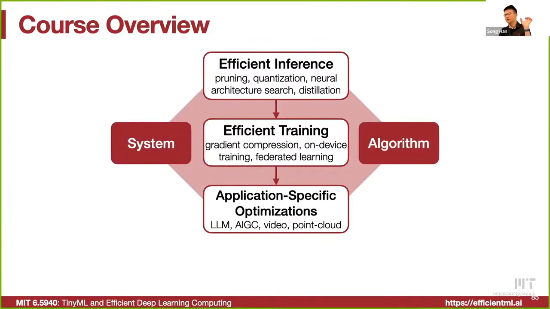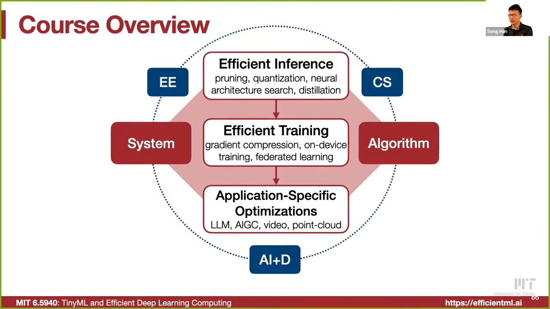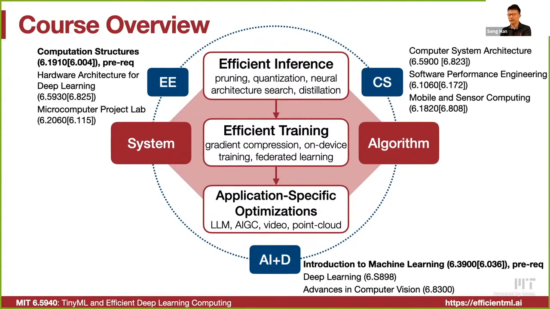So a key concept is system and algorithm co-design, which actually combines a lot of knowledge we learn from the EE side, the CS side, and also the AI plus D side. So hopefully it'll be a class you can take in a later year of your undergrad, or maybe in the first couple of years of your PhD to do such interdisciplinary research. On the EE side, 6.191, the Microcomputer Project Lab, and Hardware Architecture for Deep Learning are very related classes. On the CS side, Computer Architecture, Software Performance Engineering, Mobile and Sensor Computing. On the AI plus D side, Intro to Machine Learning, Deep Learning, Advances in Computer Vision, and Natural Language Processing are all related classes.